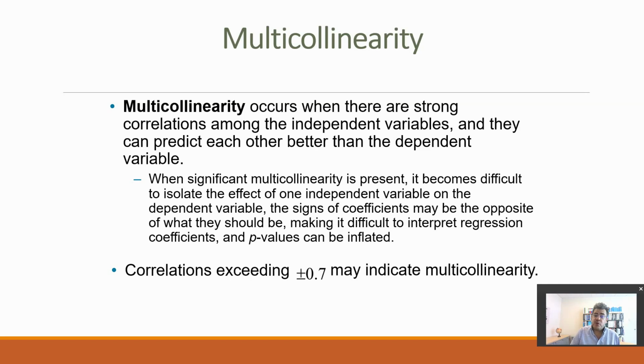When significant multicollinearity is present, it becomes difficult to isolate the effect of one independent variable on the dependent variable. The signs of coefficients may be the opposite of what they should be, making it difficult to interpret regression coefficients. P-values can be inflated. If the correlation is more than 0.7, positive or negative, it may indicate multicollinearity. We have other metrics to measure it, but they are not available in Excel.